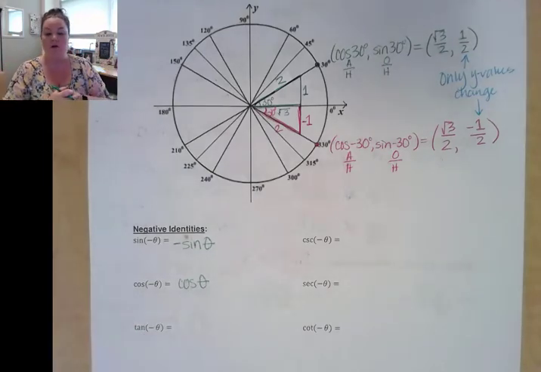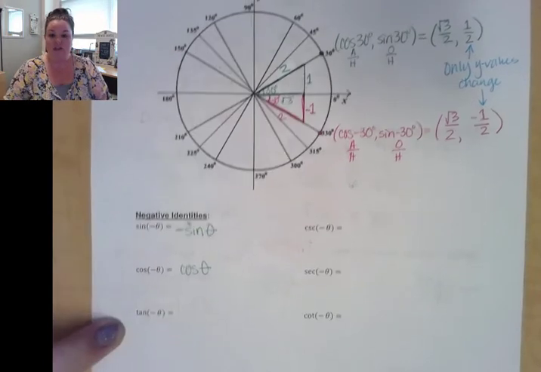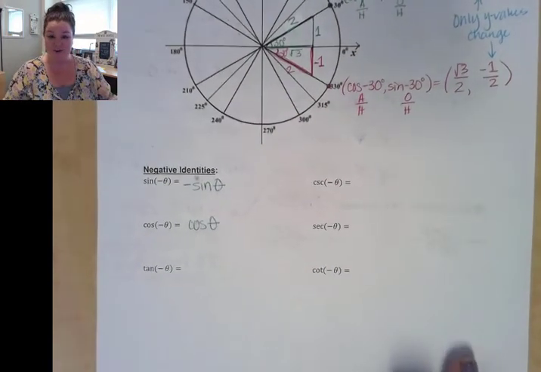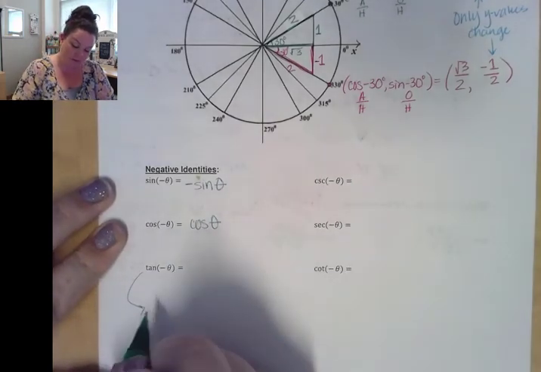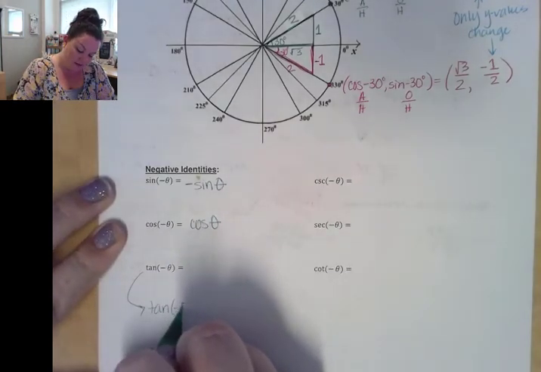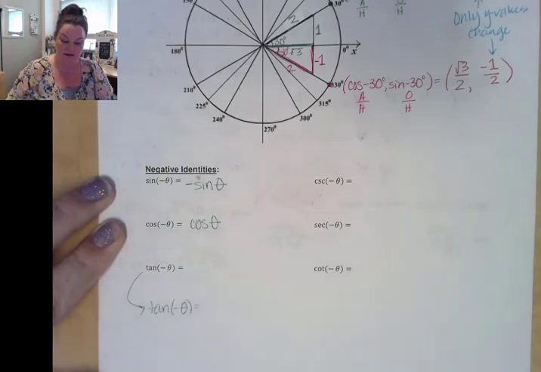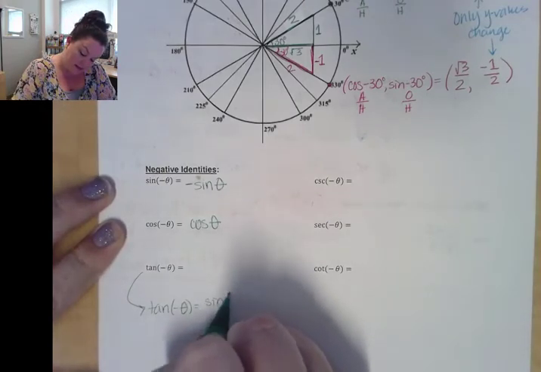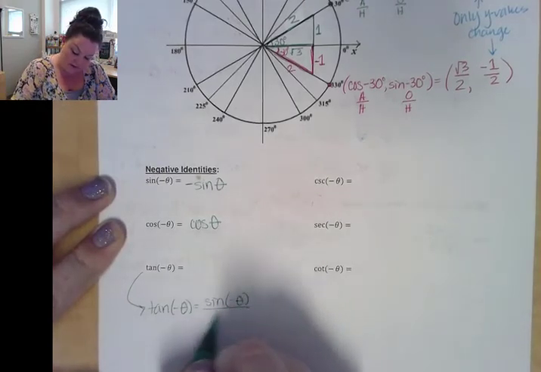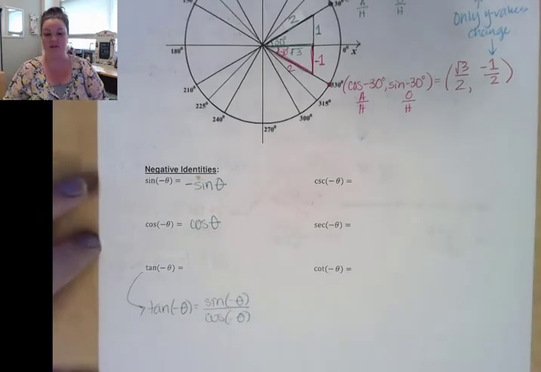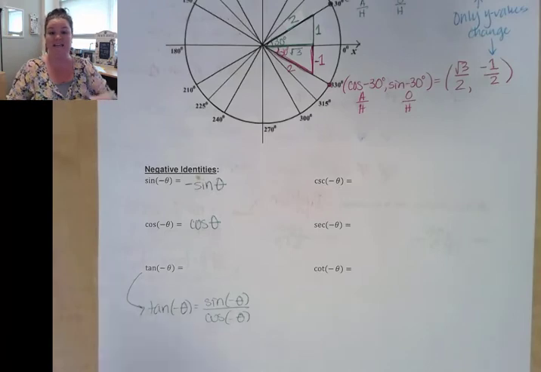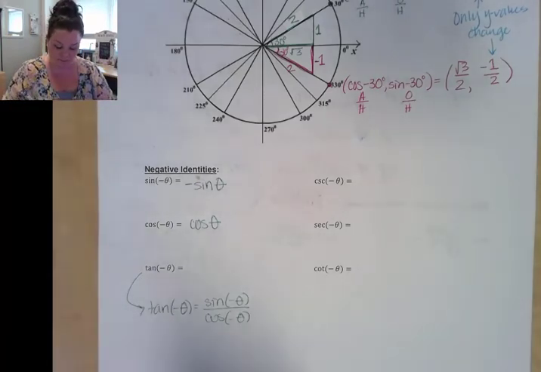Okay. Now, tangent, remember, is a ratio of sine and cosine, right? So I'm just going to come work it out down here. Tangent of negative theta is the same thing as sine of negative theta over cosine of negative theta, right? By definition, we just did this as an identity on the other side of this page.